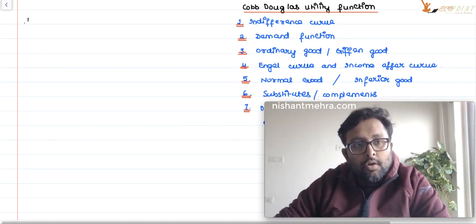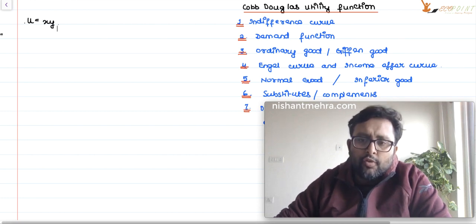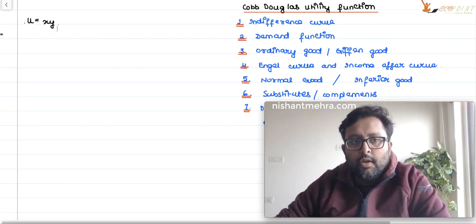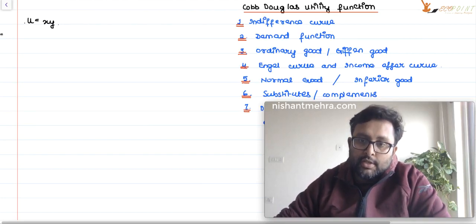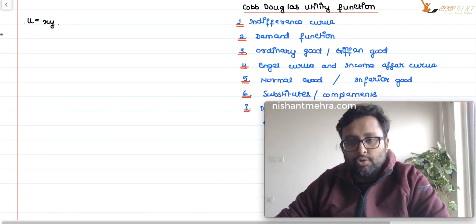This is the way your Cobb-Douglas utility function is written: u is equal to xy. The general form is x to the power alpha, y to the power beta, both greater than 0. We're taking one form for that, which is u equals xy. So when you want to draw an indifference curve for this, what is it that you will have to do? You will have to use some arbitrary utility.